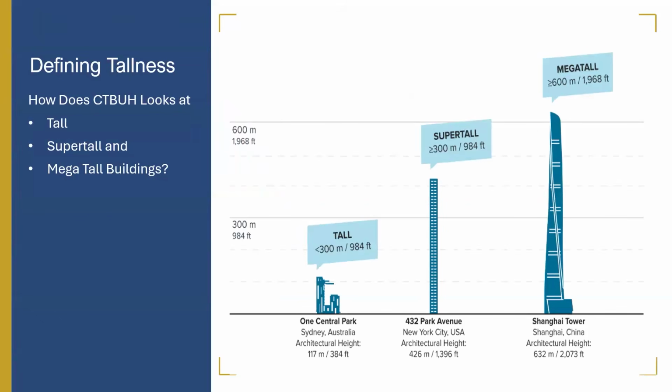And then there are three categories that people normally use: tall, less than 300 meters, that we talked about, most of the buildings; then supertall, 300 meters and above; and then megatall, 600 meters and above. There are only 3-4 buildings which are megatall, and a few supertall buildings in this region. Most of the buildings lie in the tall range, less than 300 meters.